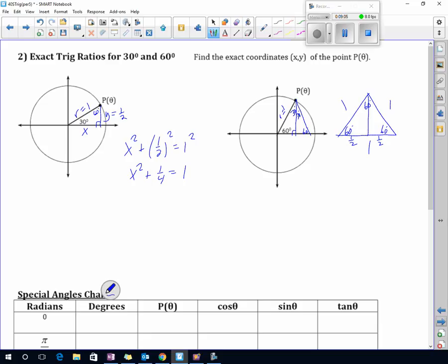Plus or minus the square root of 3/4. I can reject the negative y. It's in the first quadrant. I can simplify this to be the square root of 3 over, what's the square root of 4? 2. Which means this length right here is root 3 over 2, which means this coordinate is root 3 over 2, comma, 1/2. Yes?